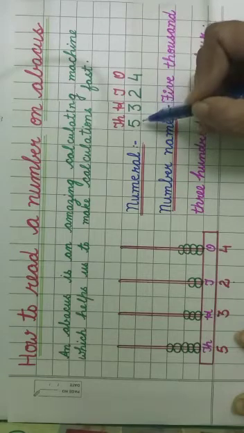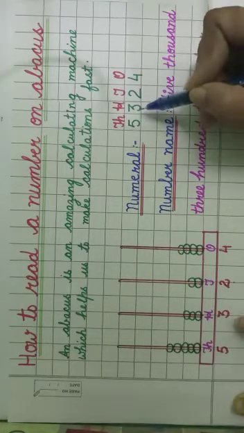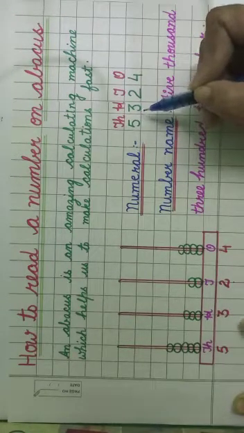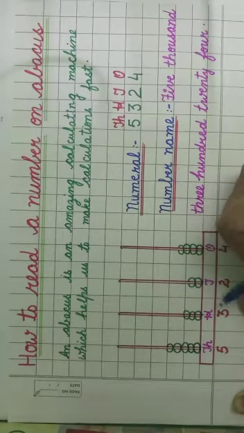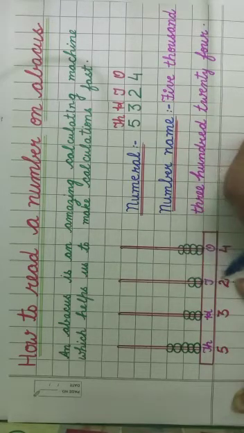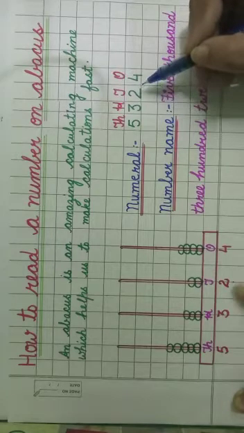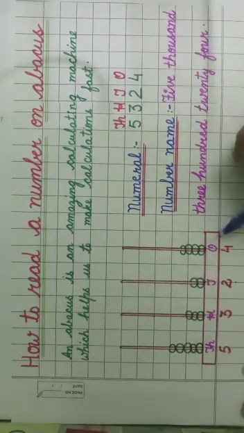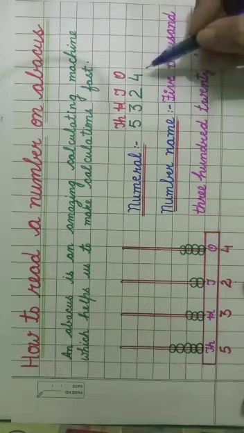We have written 5 under thousands because there are 5 beads. We have written 3 under hundreds because there are 3 beads in third spike. Now there are 2 beads in second spike, so we have written 2 under tens. And there are 4 beads in first spike, so I have written 4 under ones.